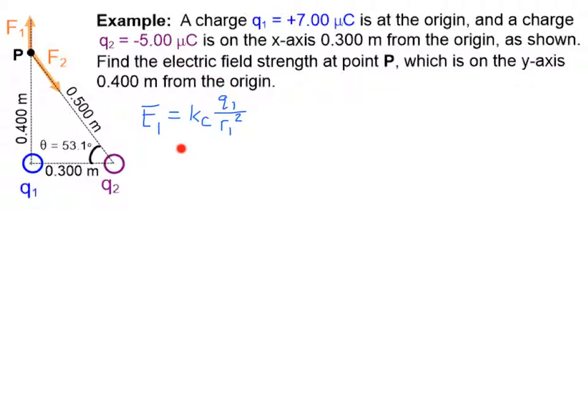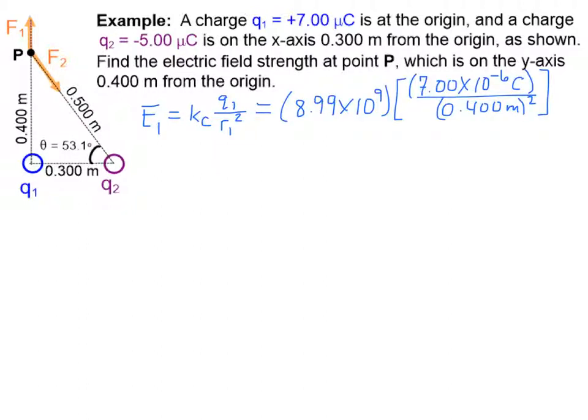In order to do that, here's my equation. I'm going to take the Coulomb constant times the charge of Q1 divided by the distance between Q1 and P. I'll call that R1 squared. That will be 0.400 meters. Notice that when I plug these values in, I just changed the microcoulombs into coulombs.